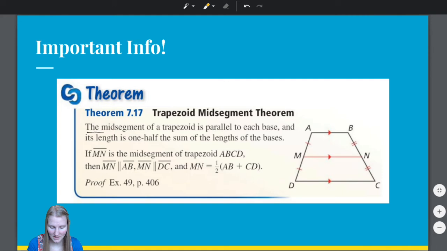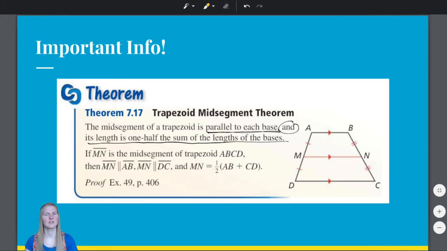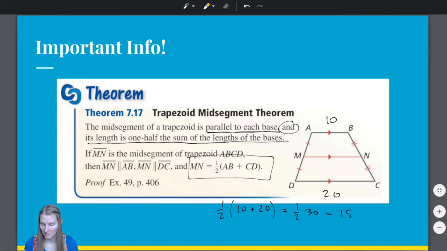So, the midsegment of a trapezoid is parallel to each base, so that's important, and its length is 1/2 the sum of the lengths of the bases. So basically, it's if you average the bases together. So if this base is 20 and this base is 10, well, if I take 1/2 of 10 plus 20, I get half of 30, which is 15. So that's just the average of the two bases. Add them together, divide by 2. 10 plus 20, divide by 2.